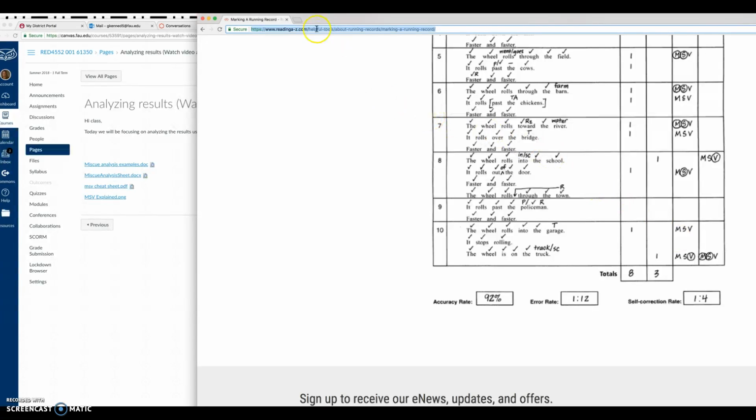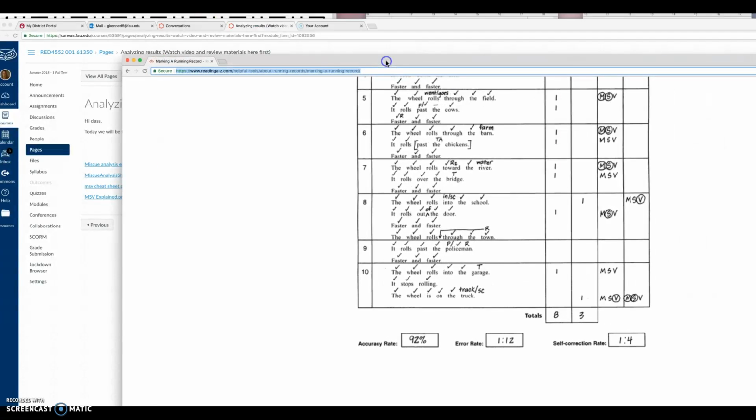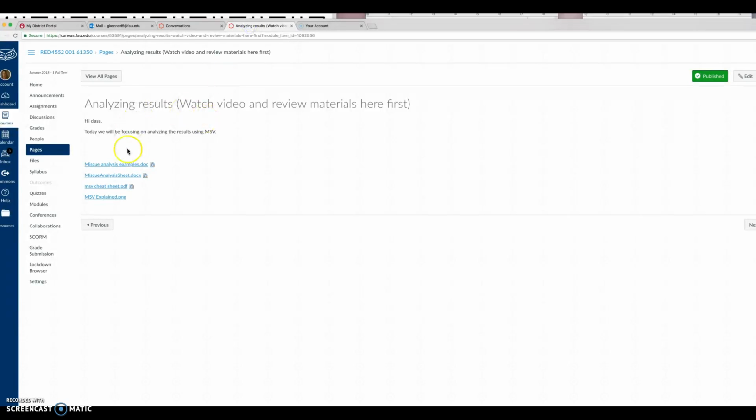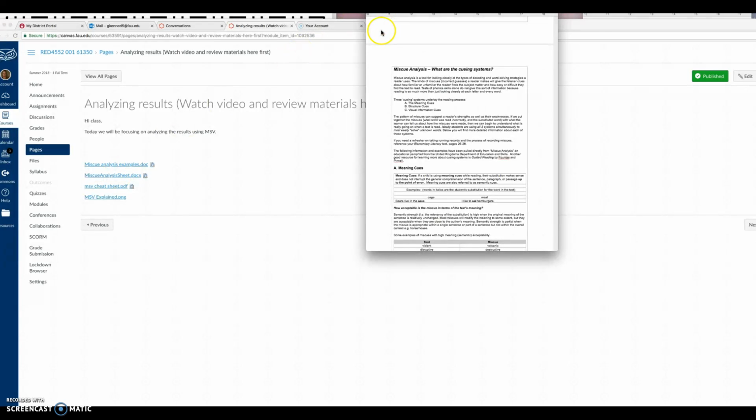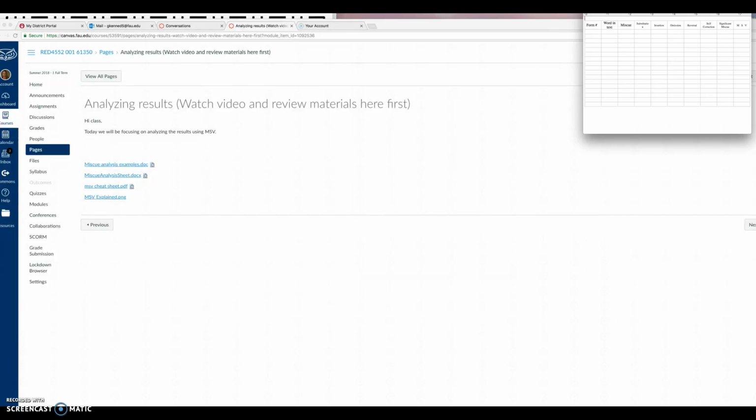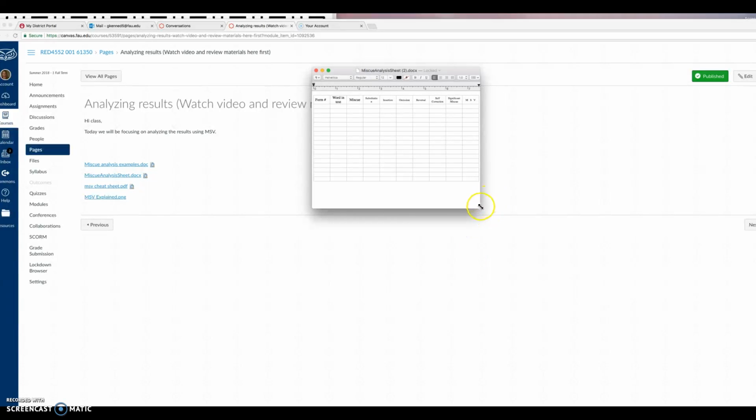So I've created a document for you guys to use to track these MSV mistakes within your child's errors in the BRI. So I'll show you what that looks like. In Canvas, where it says the miscue analysis sheet, that's going to be this one right here. Oh, no, that's not it. Sorry. Those are the examples. You can find some more examples, but this is your miscue analysis sheet.